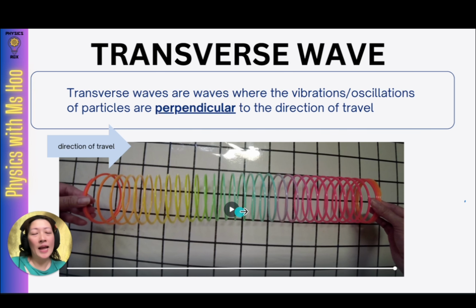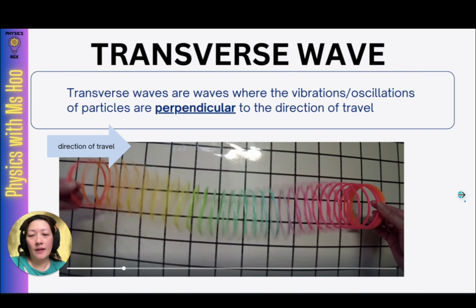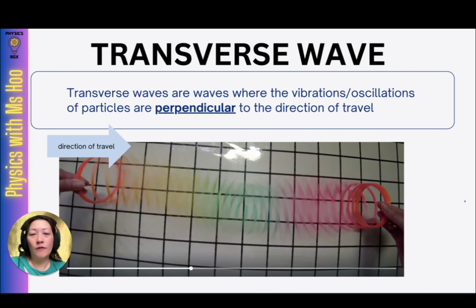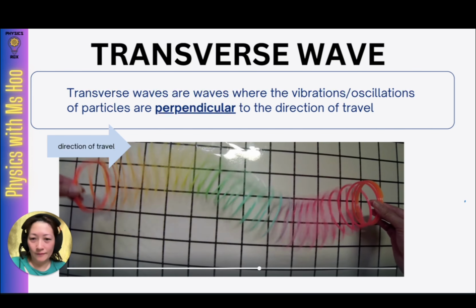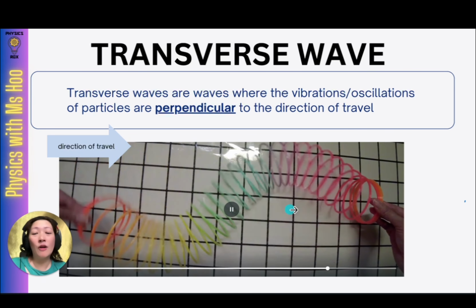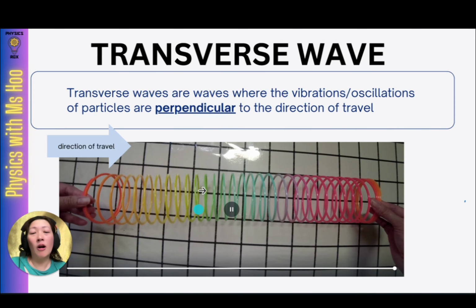To understand this, let's observe one point on the slinky spring. So you can see there's colors on the spring. Just zero in on one of the points. Let's say the green color point on this slinky spring. So keep your eyes on the green color point and let's observe how it moves. And you can see it's moving up and down. It's not traveling along with the wave. It's quite simply oscillating up and down.